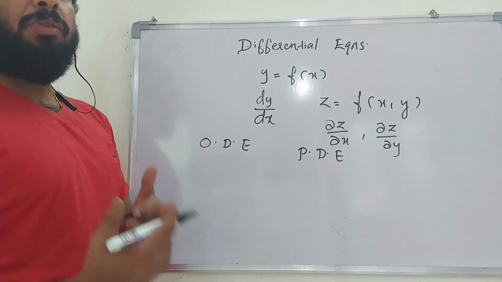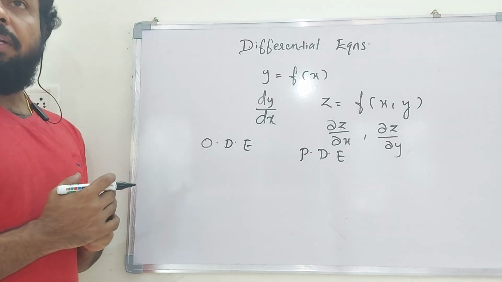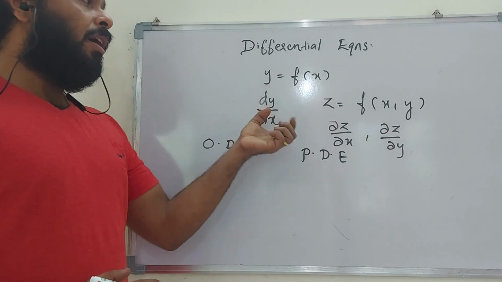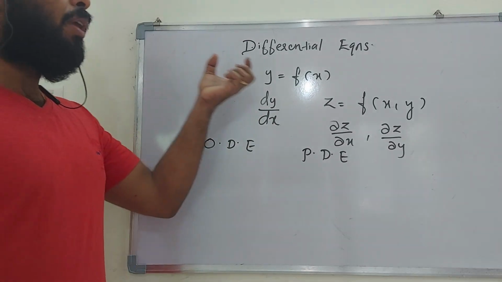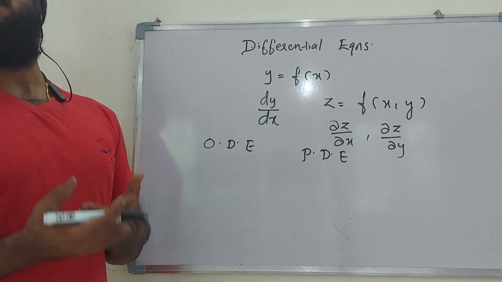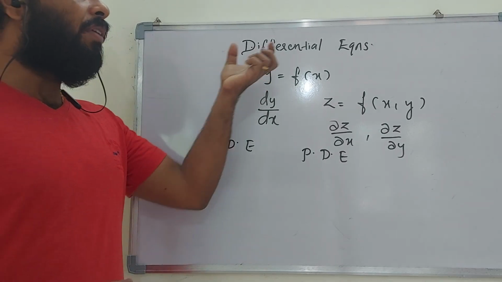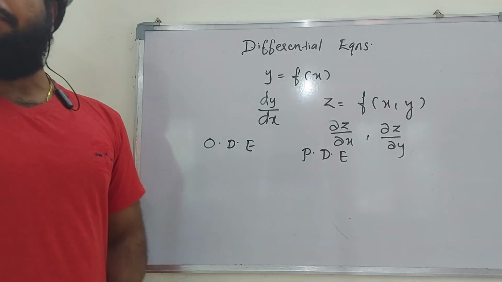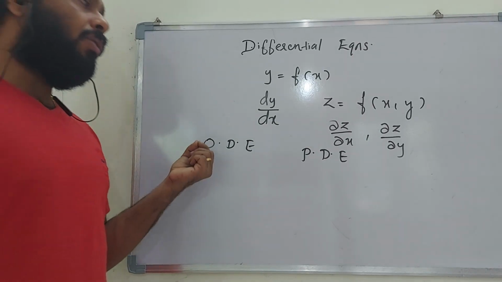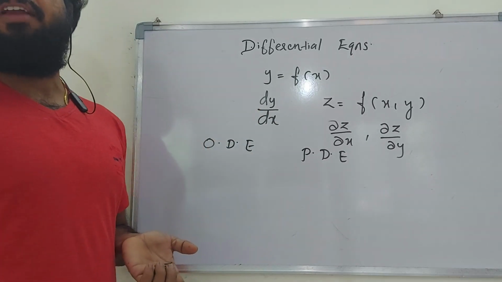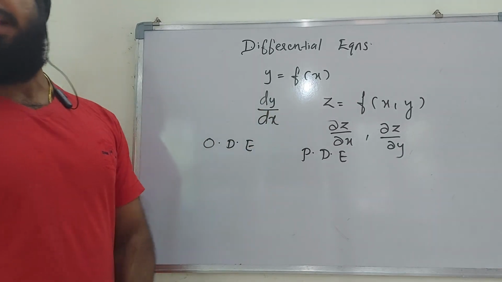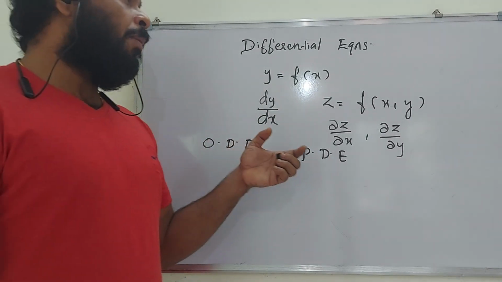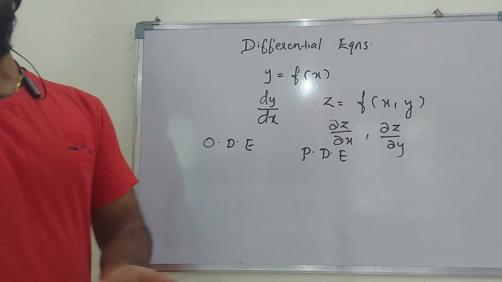More than one independent variable in the case always exist partial differential equations, and if there is only one independent variable, it will be an ordinary differential equation. So equations involving derivatives are called differential equations. They are classified into two: ordinary differential equations and partial differential equations. Ordinary differential equations include only ordinary derivatives which occur if there is only one independent variable. Partial differential equations involve partial derivatives that happen when there are more than one independent variables.